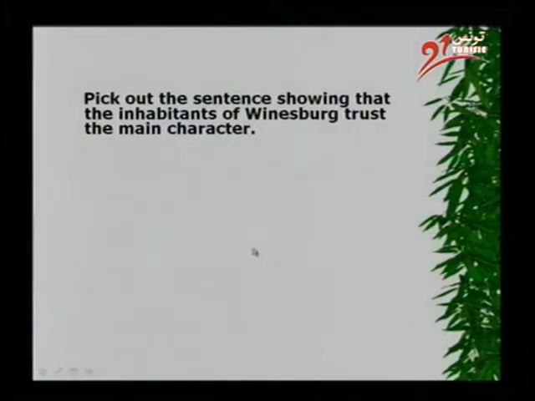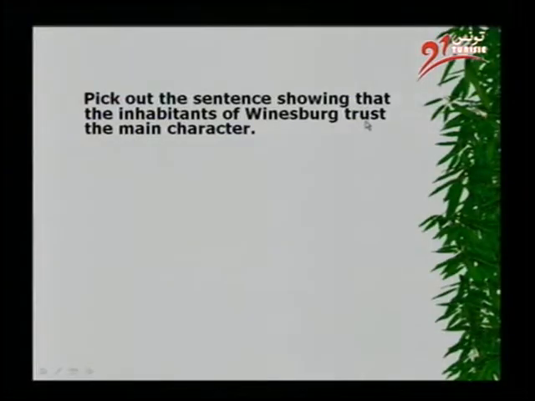Now, the following question is: pick out the sentence showing that the inhabitants of Winesburg trust the main character. They trust him. It means they feel confidence in him. They have confidence in this person. So he might be a symbol who represents those people of Winesburg, or he might be someone who holds their sadness, their feelings, their joy, their happiness, etc.